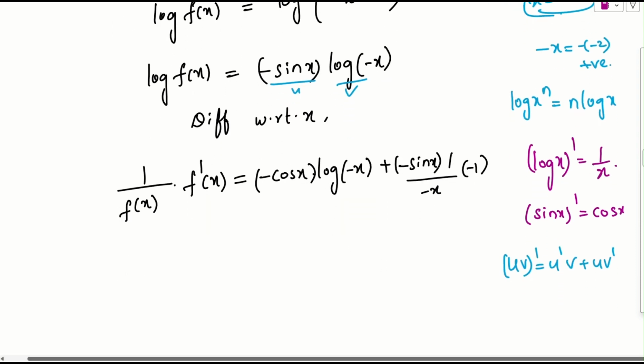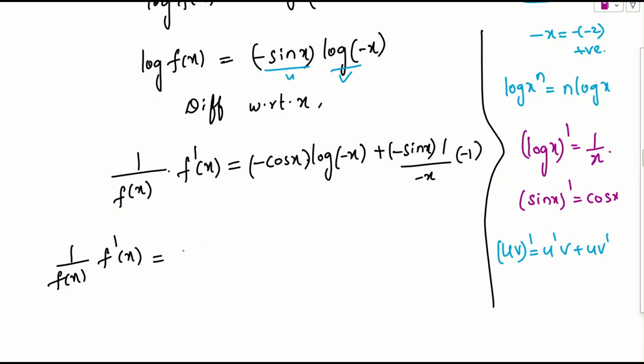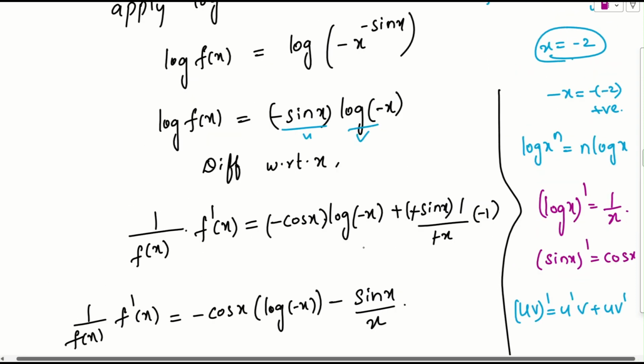Let me solve this further. This is the right side part, the calculation part. So I'll be getting 1 by f of x into f dash of x. If I check this, this is simply the negative of the cos term, so negative cos x into log of negative x. Minus minus here we can cancel, and one more minus is left. If I take that minus, I'll be getting minus sin x by x alone, right?